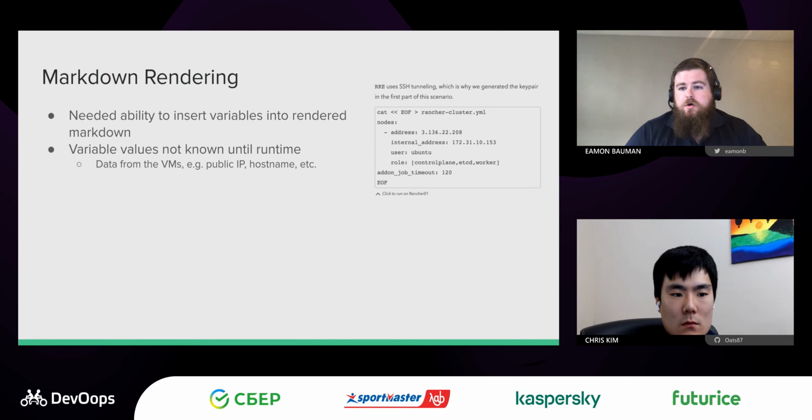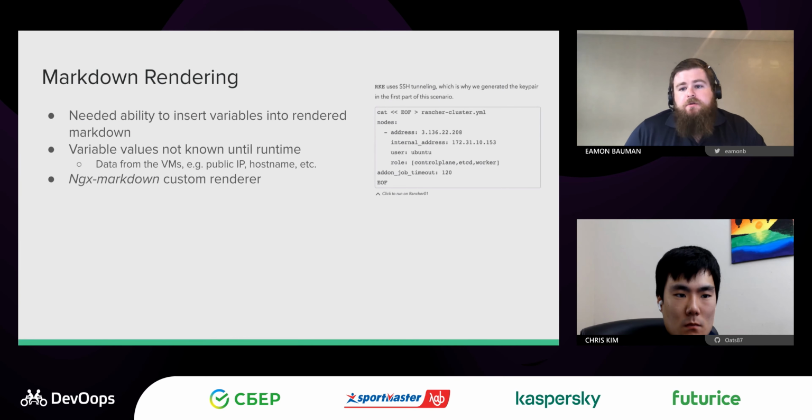This was going to be data incorporated from the virtual machine, such as public IP, hostname, and as you can see in this screenshot on the right-hand side here, the address and internal address in that YAML block, those are inserted and interpolated variables based on the public and private IP address of the virtual machine while the user was walking through their scenario. This is contained in one of those click to run blocks, so the user simply needs to click and have that YAML file generated inside one of their virtual machines.